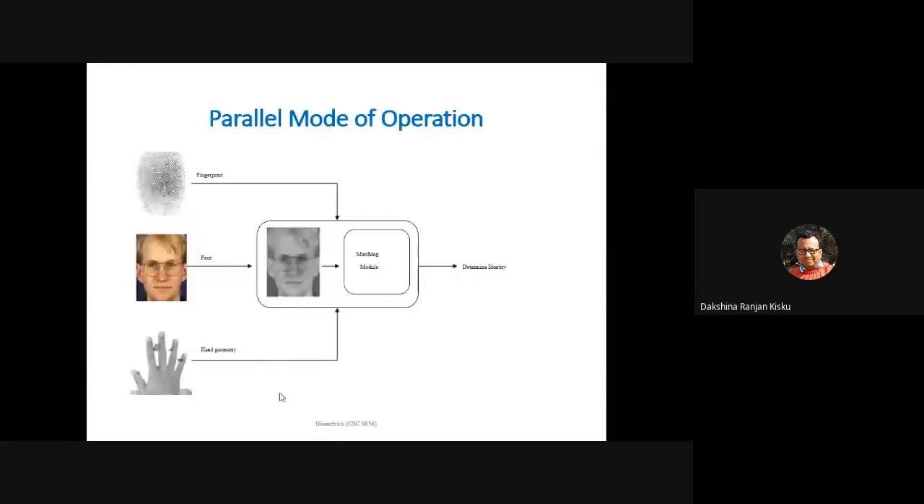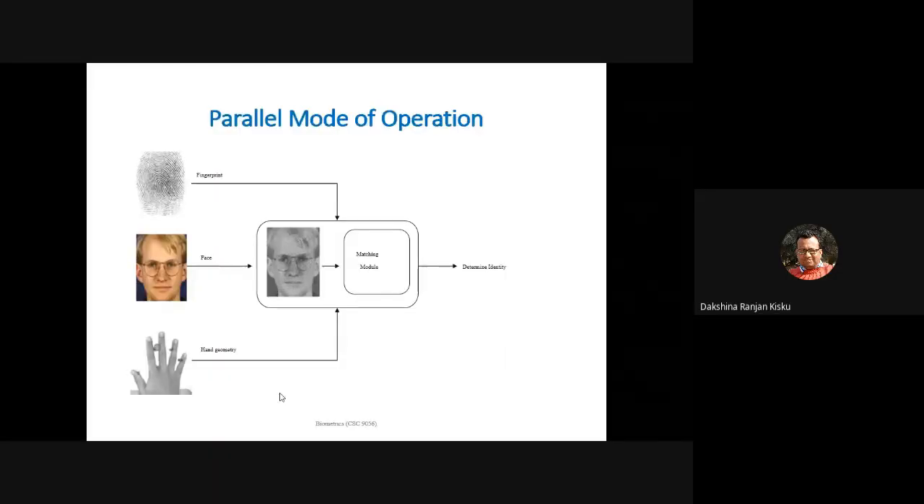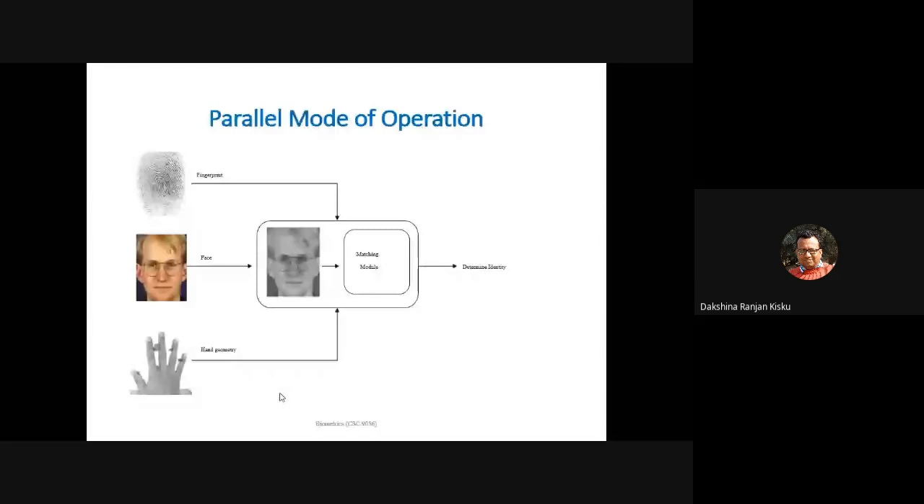In parallel mode of operation, we can see that these biometric traits work parallelly. They produce the consolidated proximity, and this consolidated proximity will be used to determine the identity of the subject.